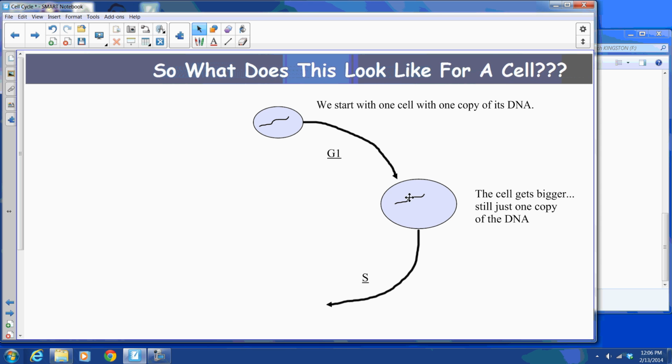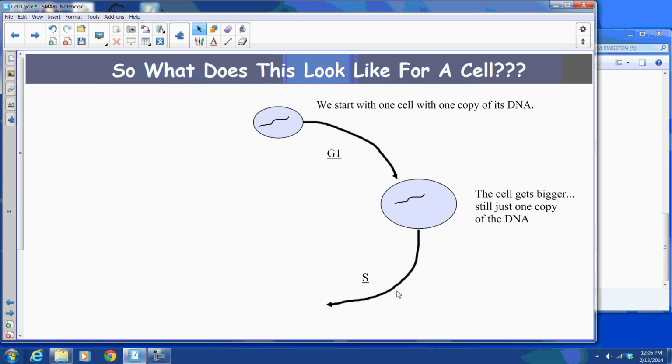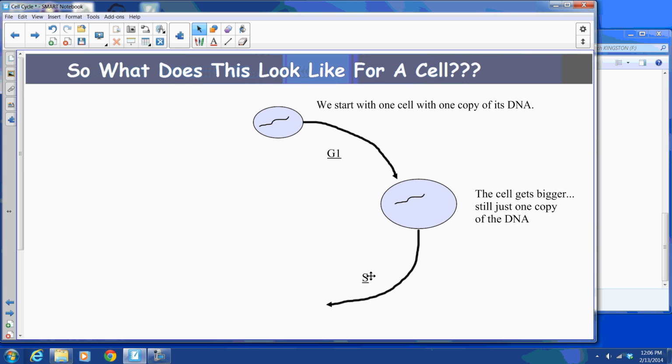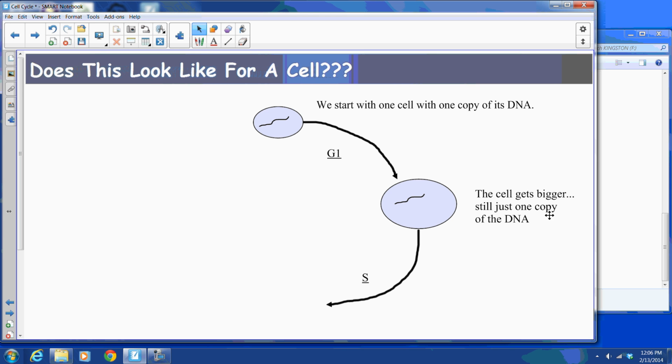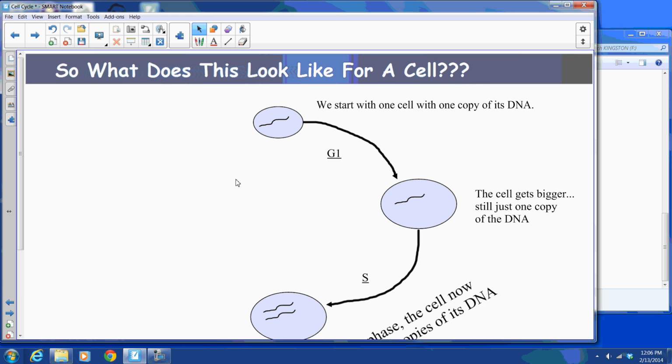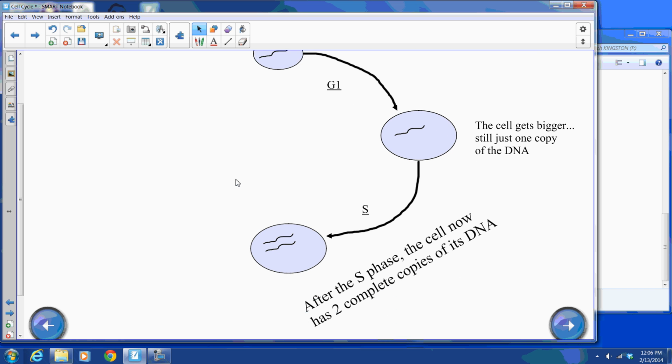Our cell has grown and gotten bigger, and then we're going to go through the S phase. In the S phase, the S again stands for synthesis, which means to put together. It's going to put together a new copy of its DNA. So when we draw our picture here for the S phase, I may have to scroll down a little bit to where you can see everything.